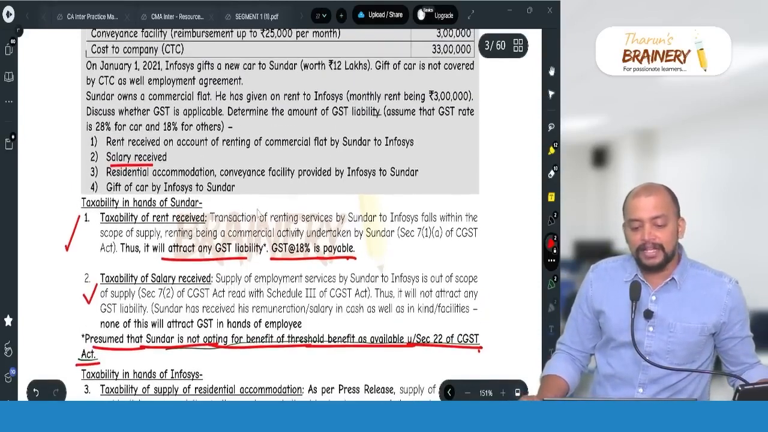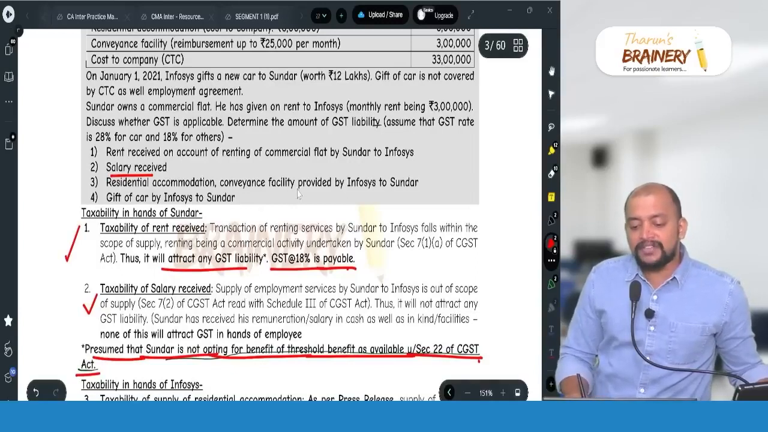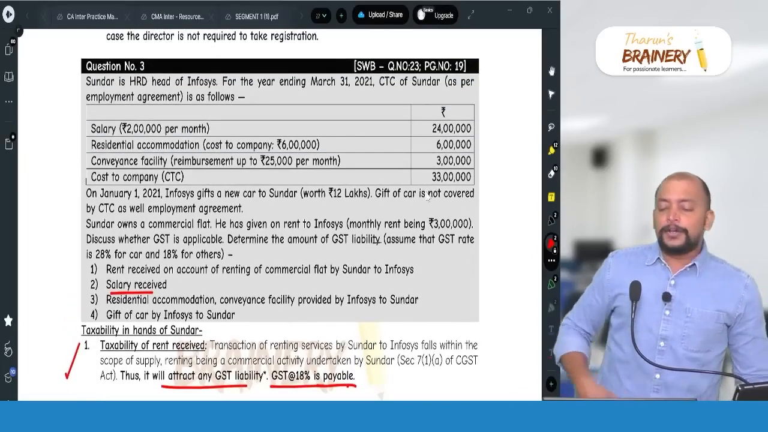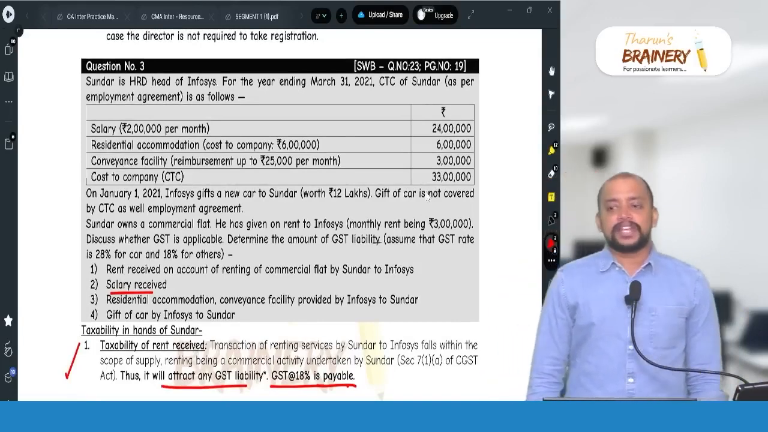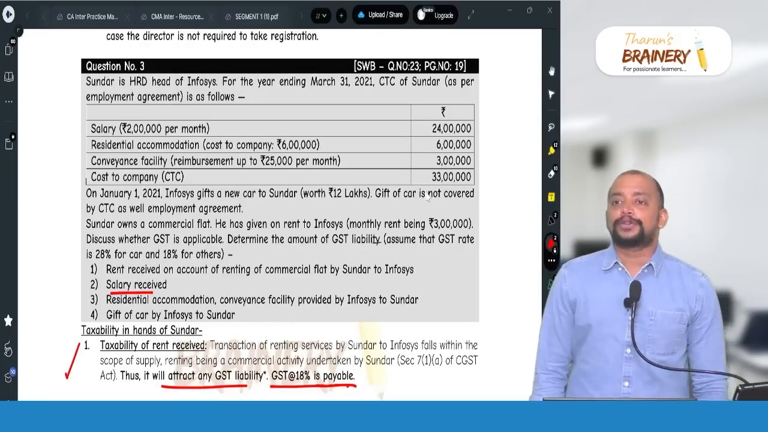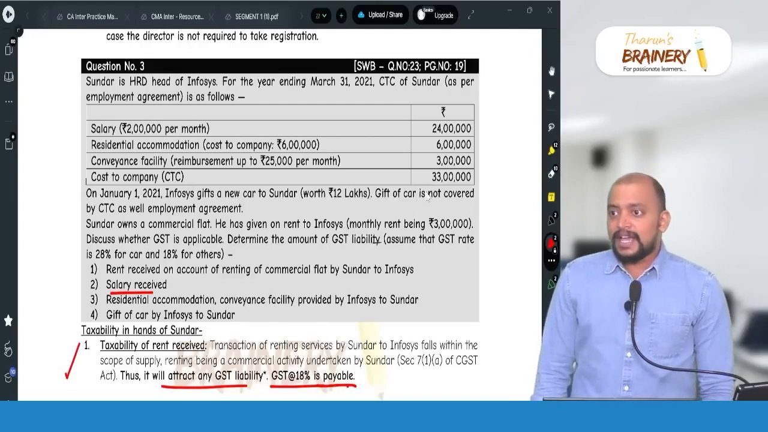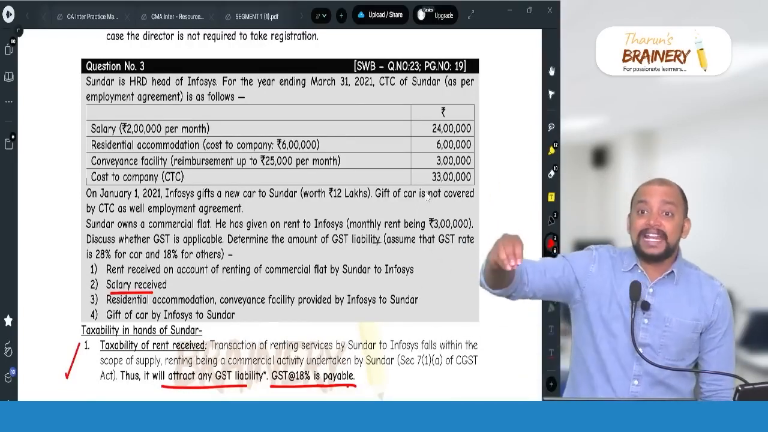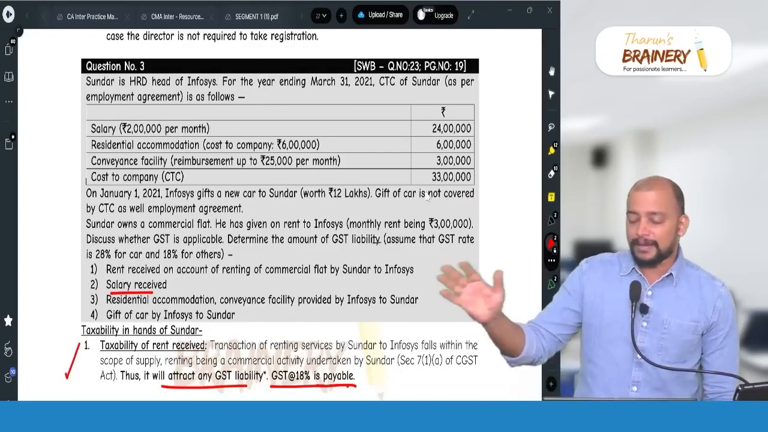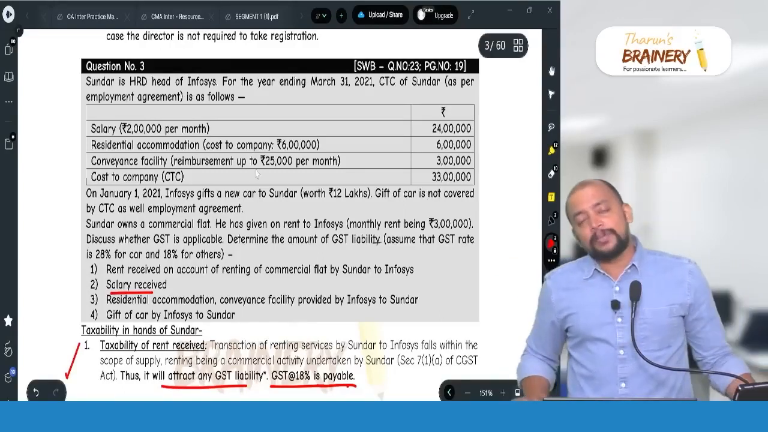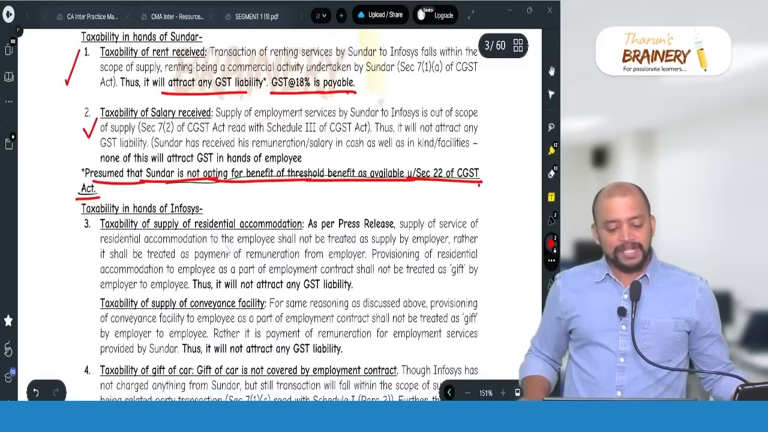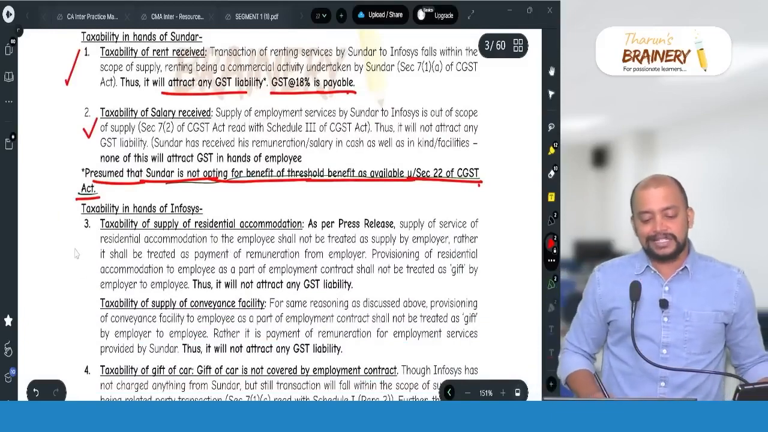Salary excluded from supply. Then next, residential accommodation and conveyance facility provided by Infosys to Sundar. This will come under perquisites. We have one latest CBIC circular, which says that any goods or services supplied by the employer to the employee without consideration as perquisites, which are covered under the salary offer document, is treated as salary and the same is excluded from supply. Accordingly, as residential accommodation and conveyance facility are part of CTC covered under salary, the same will be excluded from supply and thus it will not attract any GST liability.